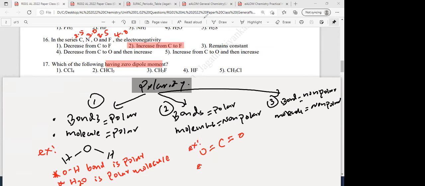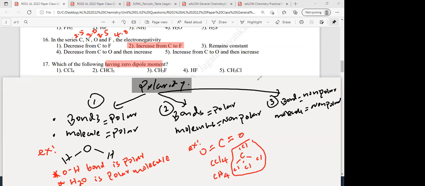The other example I will give: each bond is polar and the molecule is non-polar. Say carbon tetrachloride, CCl4, because it gets cancelled off. See, there are four C-Cl bonds and each bond is polar, but the overall molecule is non-polar, and the dipole moment is 0. It's like the resultant force, or CH4 also is something like that.